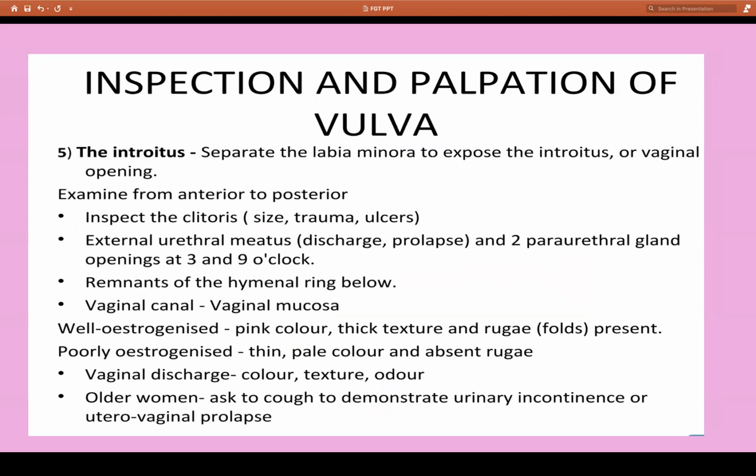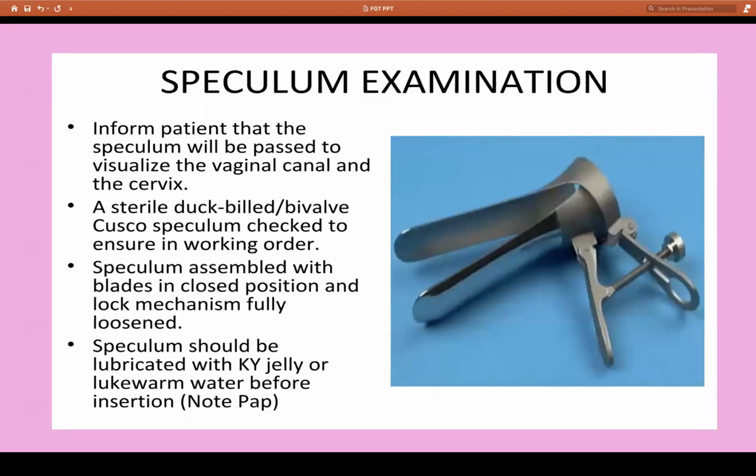After taking verbal consent, inspect the clitoris, the urethral and vaginal openings, and the vaginal mucosa, whether it is well estrogenized or poorly estrogenized. Well estrogenized mucosa will appear pink colored, with thick texture, and rugosity or folds will be present. Poorly estrogenized mucosa will be thin, pale colored, with absent rugosities, as in postmenopausal women. Note especially if there is any vaginal discharge, its color, texture, and odor. In older women, ask her to cough and demonstrate incontinence.